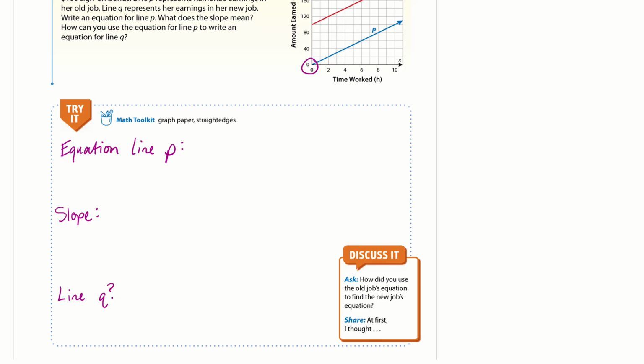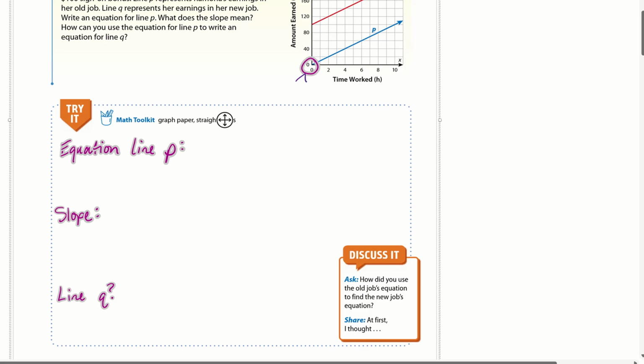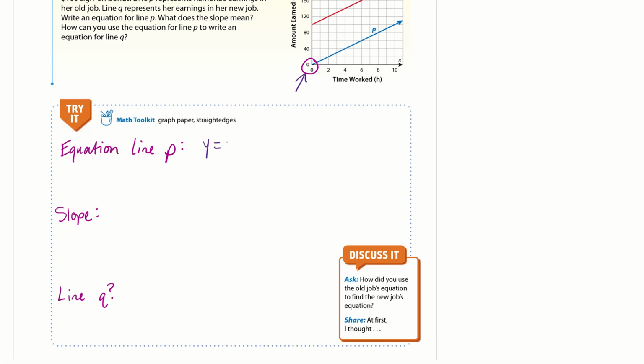So equation for line P, if we look at that, you can see it goes through the origin right there. Okay, it goes through 0, 0, which means it's going to be in the form y equals mx. That's what we talked about last class. Last lesson we talked about y equals mx, and then hopefully you remember that m is your slope. So we are going to find our slope. The best way, I think, is going to be to count rise over run.